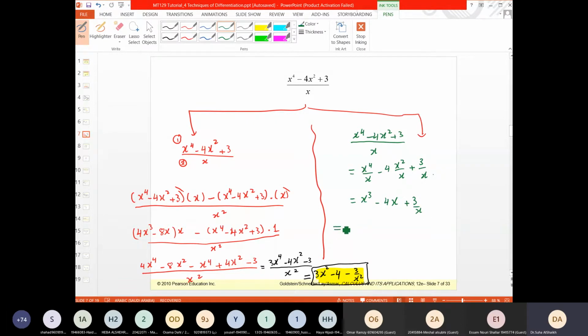Now find the derivative. Now find the dash of this. So x^3 minus 4x plus 3 over x dash, the derivative is 3x squared minus 4 minus 3 over x squared. Correct or not? Can you see how the answer is the same?